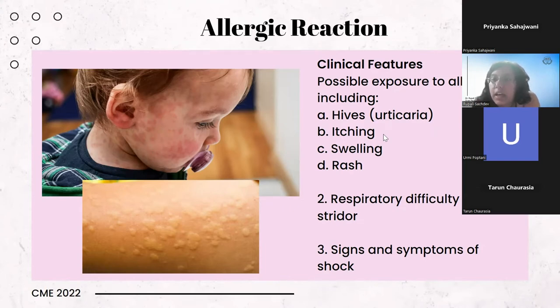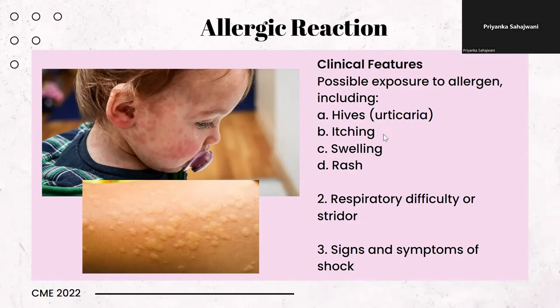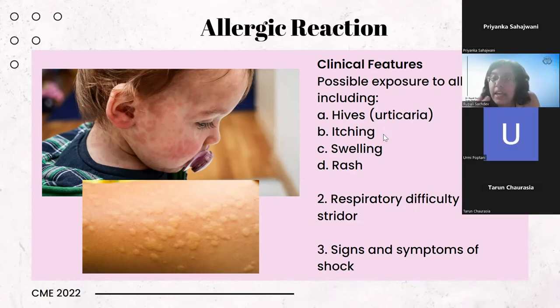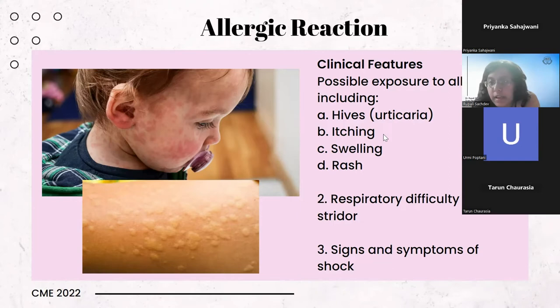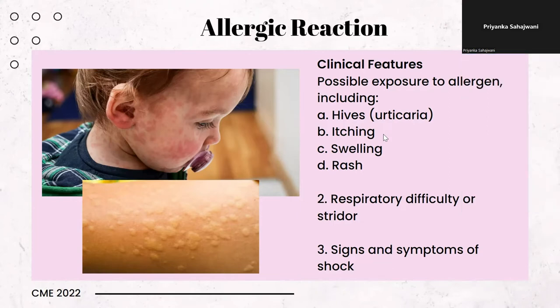Now, an allergic reaction is different from anaphylaxis. In anaphylaxis, you'll have respiratory difficulty. Their airway starts to collapse. As we had understood in the CPR part, you have to check for breath sounds. So what you will hear is a stridor. And you look for signs and symptoms of shock.